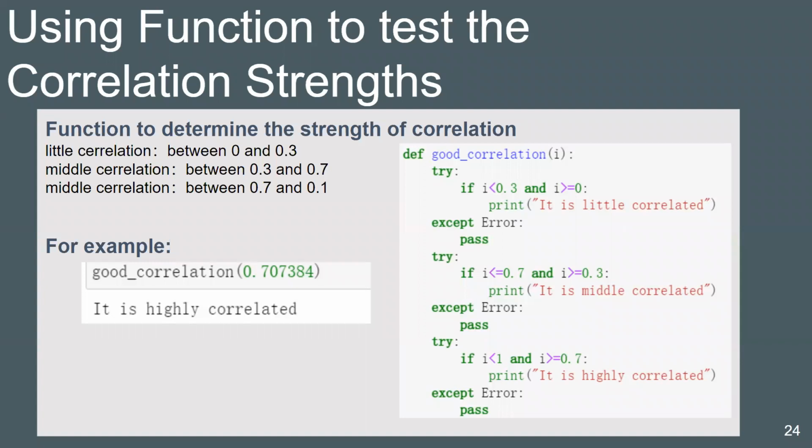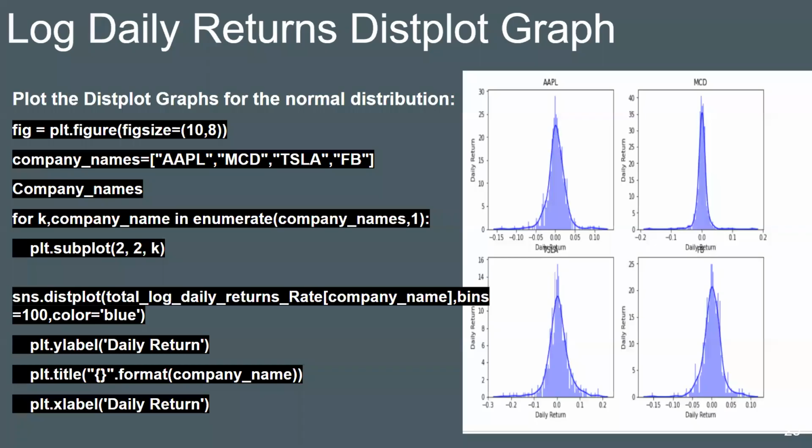Next, we create a function called good correlation to determine the strength of the correlation. When the correlation value is 0 to 0.3, it means little correlation. When the correlation is 0.3 to 0.7, it means middle correlation. When the correlation value is 0.7 to 1, it means high correlation.